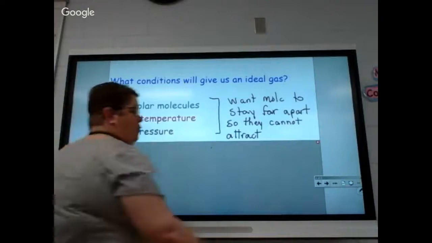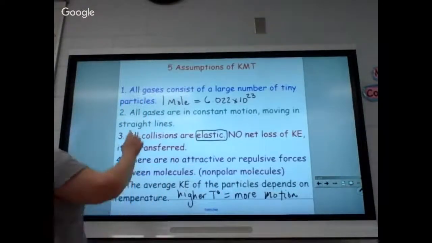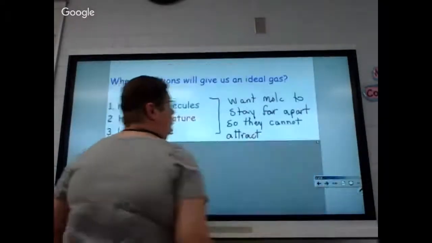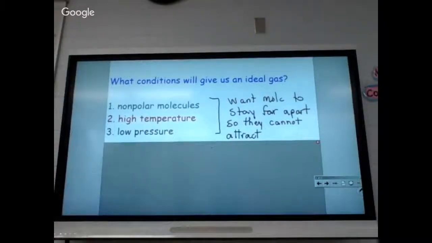Now, which one of these things said you don't want them to attract? Number 4 said we don't want them to attract, right? So that's why we want them at a high temperature. Does that make sense? So all we have to do is work word problems that are nonpolar and have a high temperature and a low pressure. That's not hard to do in a first-year class.